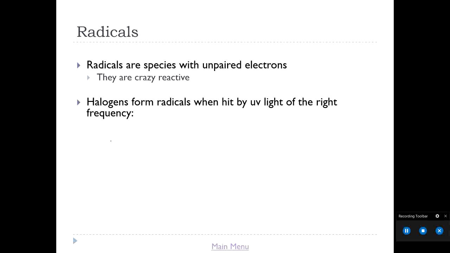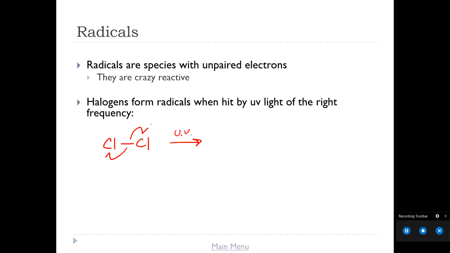So for example, if we have chlorine, Cl2, it's a diatomic element. We expose chlorine to UV light, ultraviolet radiation. What happens is this chlorine bond splits. One electron goes to one chlorine, and the other electron goes to the other chlorine.